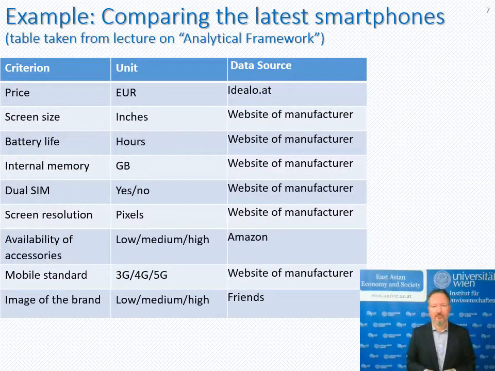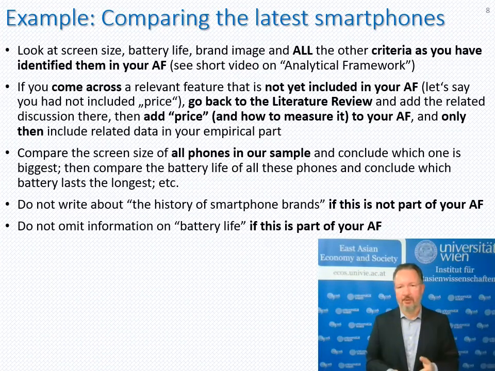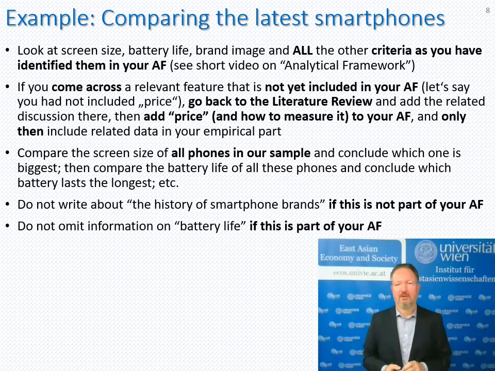All right, in terms of an example, I kind of believe this is relatively easy, just for the sake of completeness. Remember perhaps this table here that was part of my lecture on the analytical framework. That was one of our imaginary topics on comparing the latest smartphones, and these were some of the criteria that I had listed here that you might want to look at. So in your empirical part now, you actually work through all those criteria, remember, in the order of their appearance. If you don't like the order, you change it in the analytical framework, and then you can also change it in the empirical part.